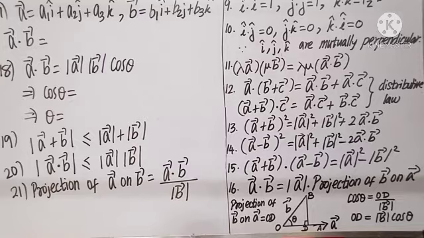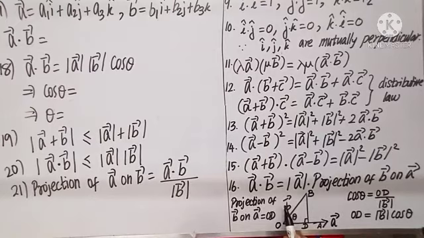A dot B, geometrically how am I to define? Consider we have OA, A vector, OB, B vector, and the angle between OA and OB is theta. Suppose I drop a perpendicular from B. So BD is the perpendicular dropped from B on OA. OD, this distance, I call the projection of B vector on A vector.